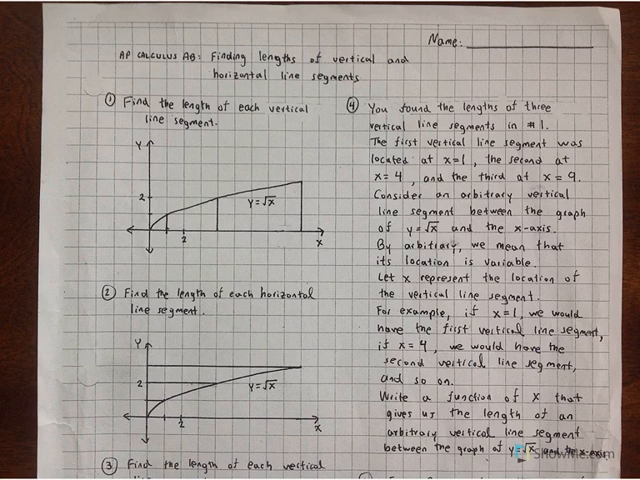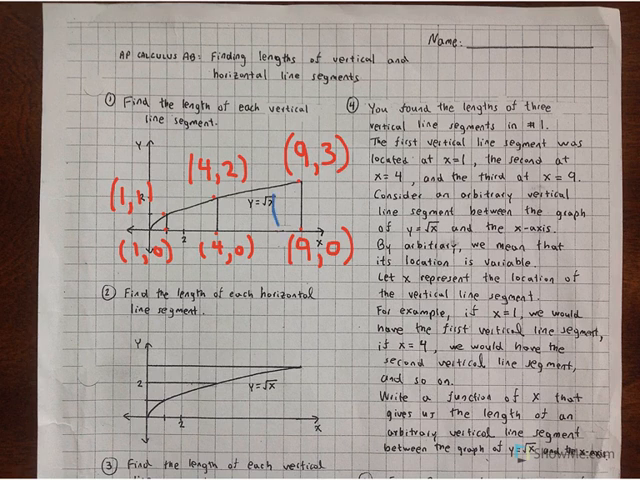So number one, find the length of each vertical line segment. So the main thing that you need to understand here is this. For example, suppose we have this particular vertical line segment. We can just see how long this line segment is by counting on our graph. We can see that it's 1, 2, 3 units long. And this one here, we can see that it's 2 units long. And this one here, we can see that it's 1 unit long.